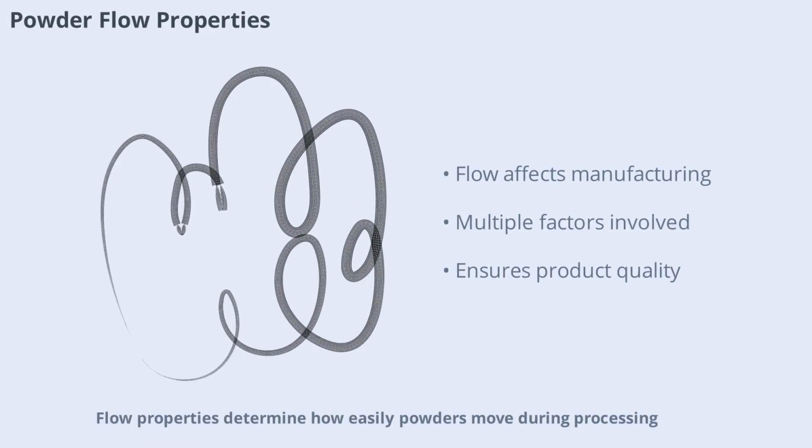Flow properties determine how easily powders move during processing. Factors like particle size, shape, surface area, and moisture content all influence flowability. Good flow is essential for efficient manufacturing, consistent dosing, and high-quality products. Measuring flow properties helps identify and address potential issues early in development.